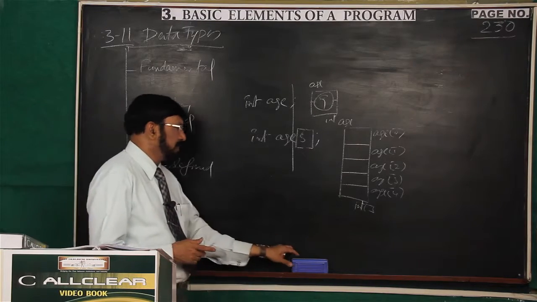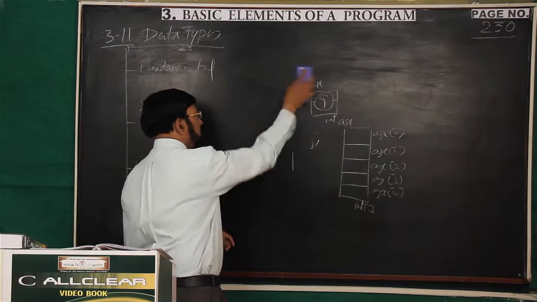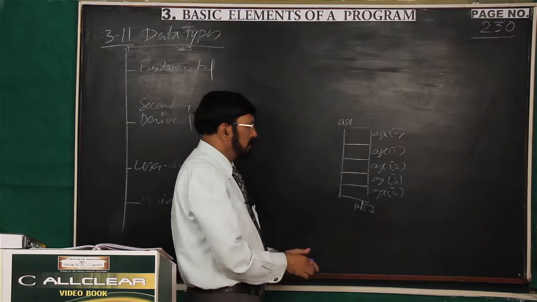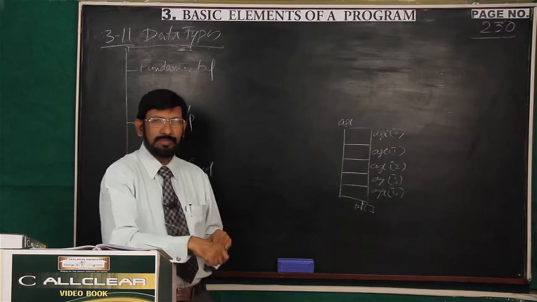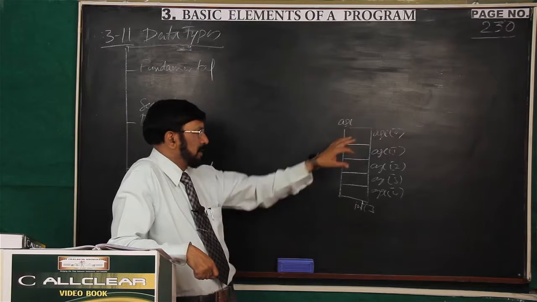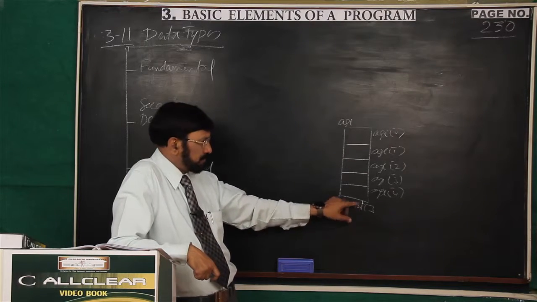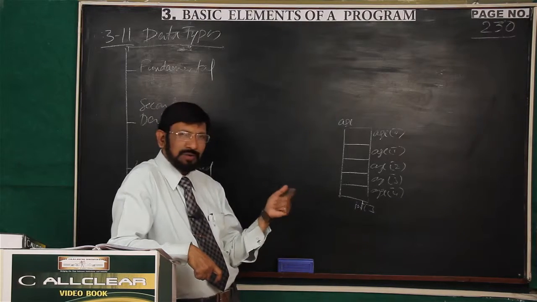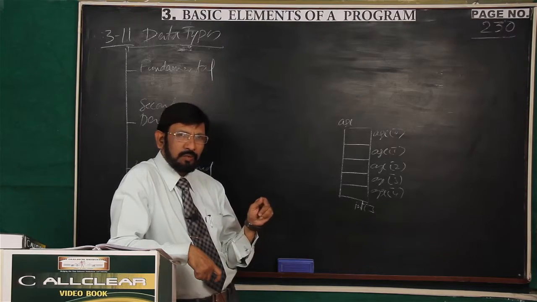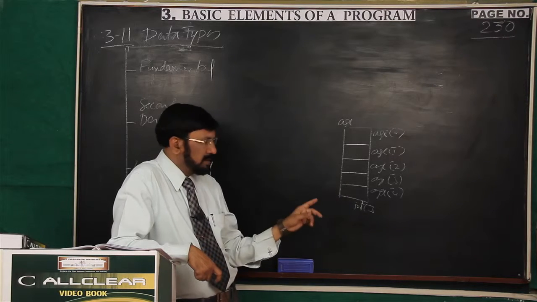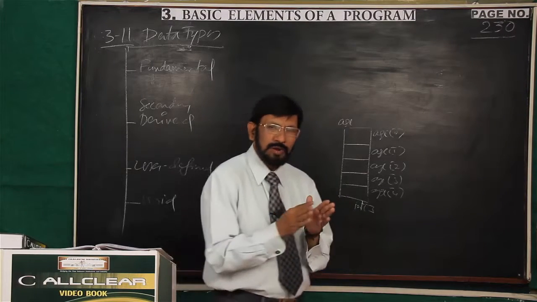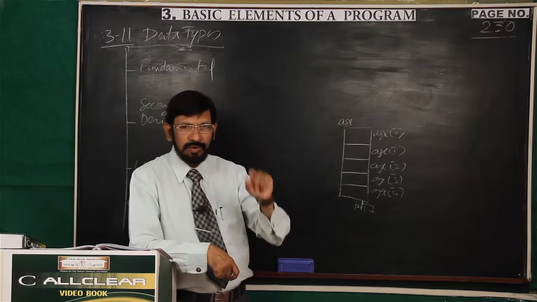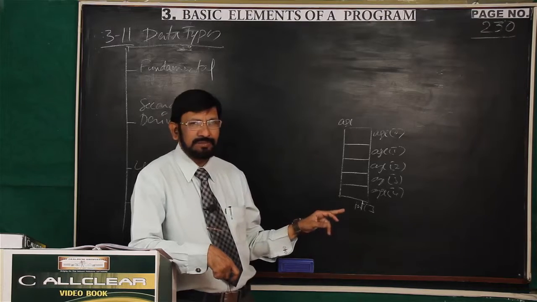Why is user defined data type required? We have to see. As far as array is concerned, one limitation is there. One grave limitation. What is that? This is integer type array. We can store only integer type values. We cannot store any floating point type value. That is the basic limitation. Floating point array means we can store only float. Character array means we can store only characters.